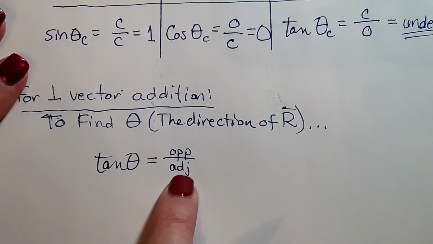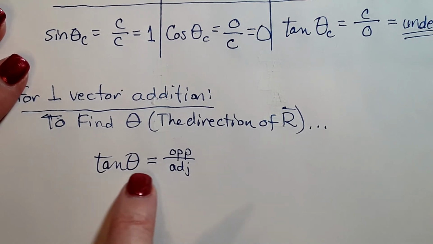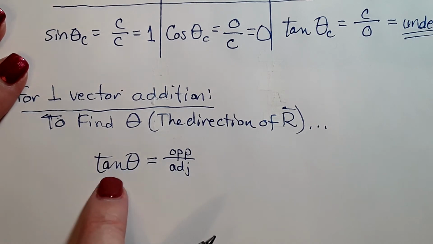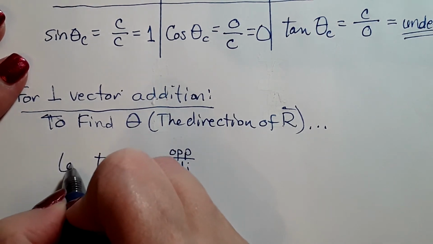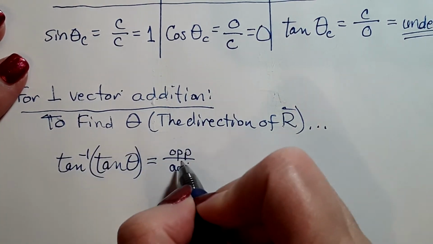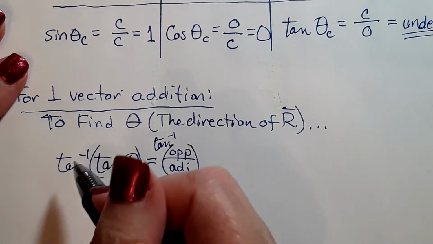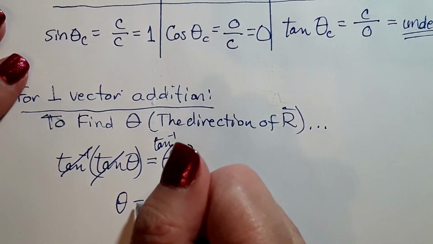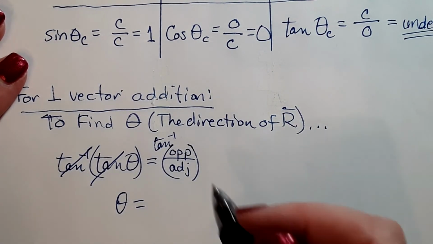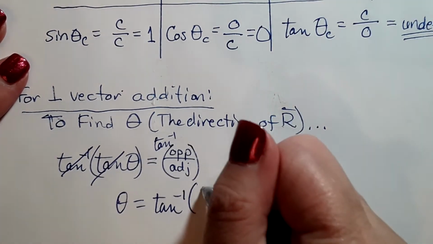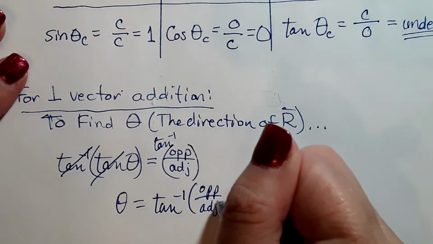We're going to be given the two perpendicular vectors that we're adding together. We know those. We want this. So how do we isolate it? What do we do about this? Well, to get rid of a tangent function, you do the inverse tangent. And if you take the inverse tangent of both sides, these two cancel and leave you theta, which is exactly what you want. You want to isolate the angle. And over here on this side, you're left with the inverse tangent of the ratio opposite over adjacent.